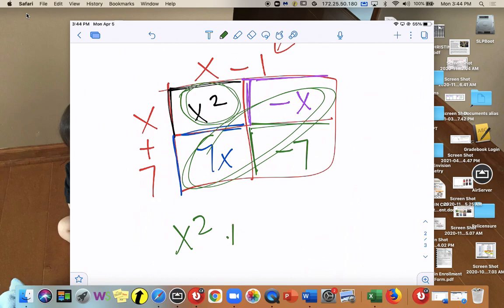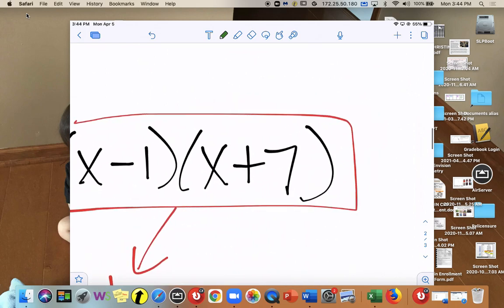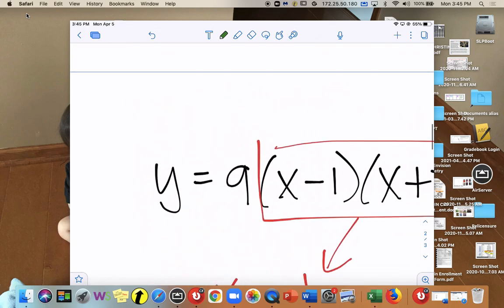7x minus x is 6x plus 6x. And my last term is minus 7. So here's our final answer, well, not final, I guess. So here's multiplying the first two terms. But remember, we had that 9 hanging out in front.